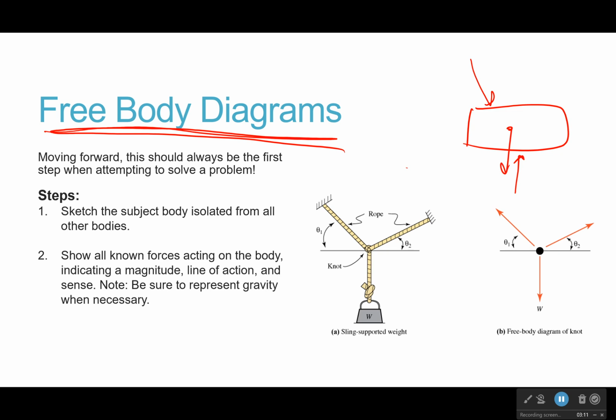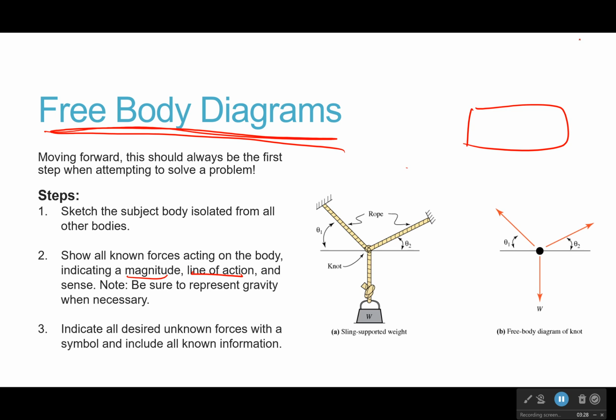Be very careful to show it. And also be very careful about the line of action and the magnitude if you can. Like you don't have to draw these arrows to scale, but it will really help if you're at least trying to point them in the right direction. Finally, indicate any unknown forces with a symbol. You don't have to have a number. You can just say, okay, this is going to be force 1 because I don't know what it is. Then I have an angle here because I don't know what the angle is either. And that will help you have an idea of how many unknowns you have to see if you can actually solve it with the number of equations that you have.